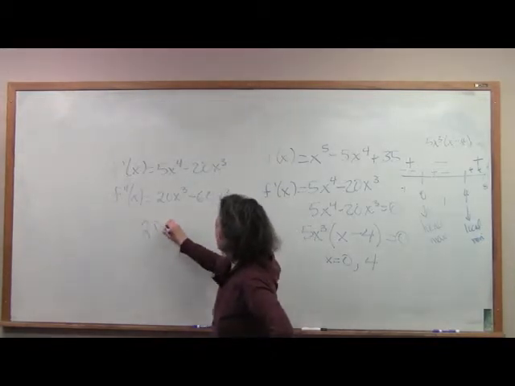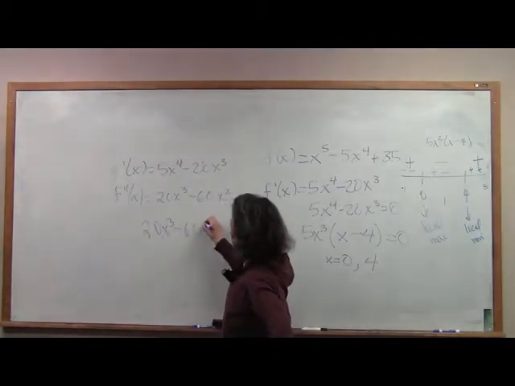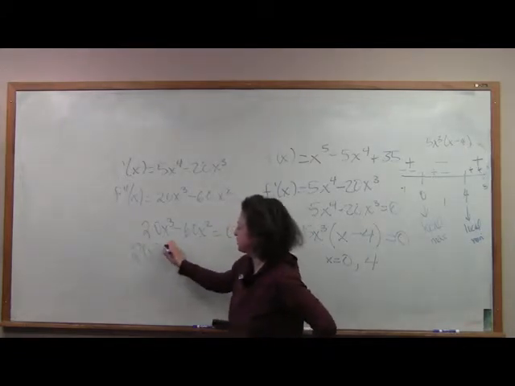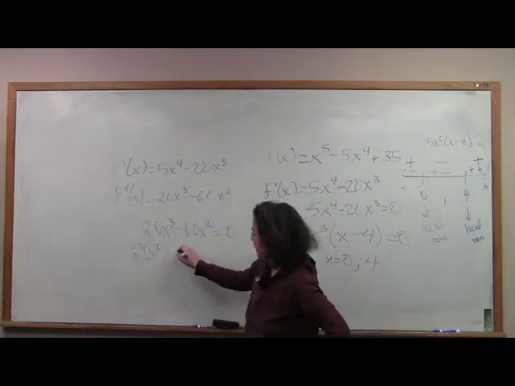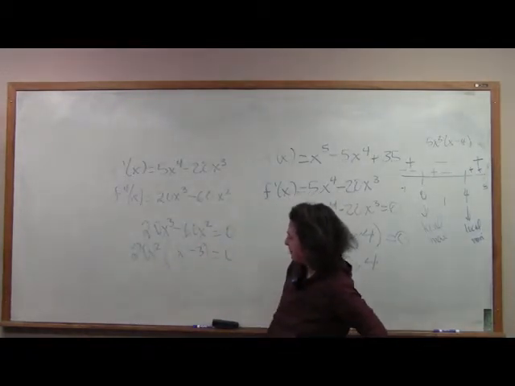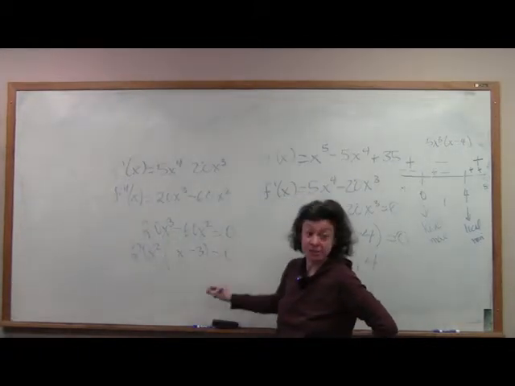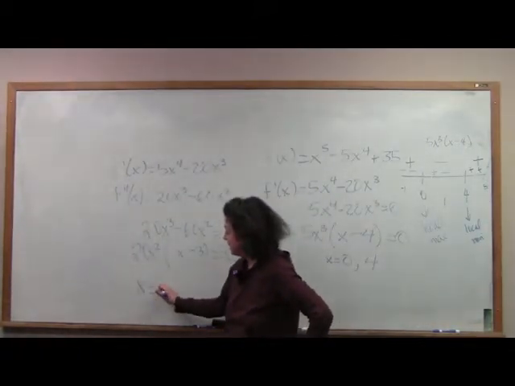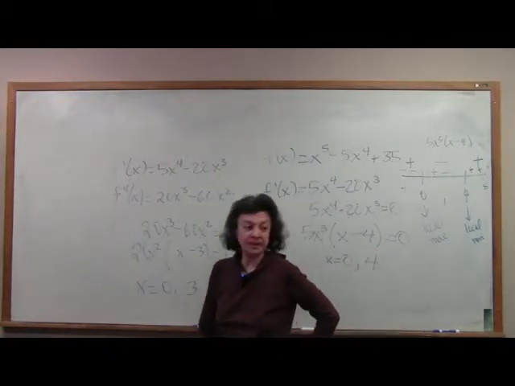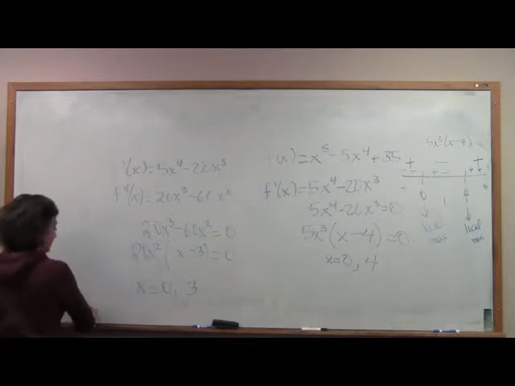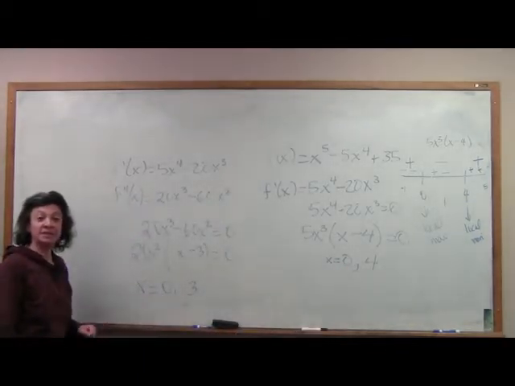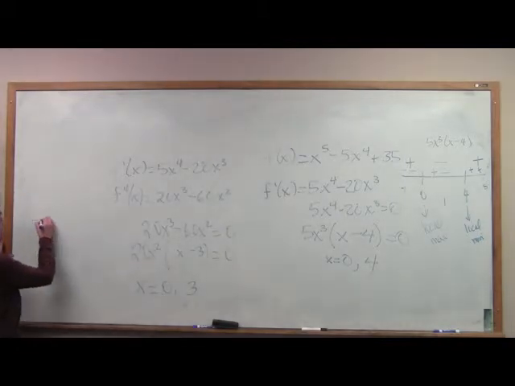I take my second derivative, set it equal to 0. In this case, I can pull out a 20x squared, and I'm left with x minus 3. All right, I got the product of two things equal to 0. 0 makes my first term 0, and 3 makes my second term 0. Wow, so 0 is not only a critical point, but it's also an inflection point.